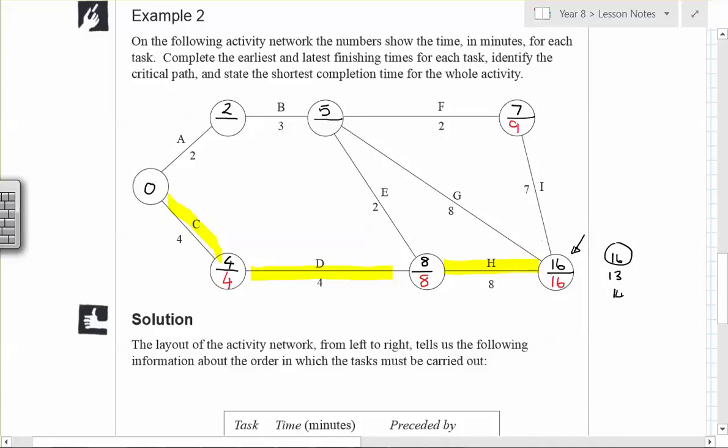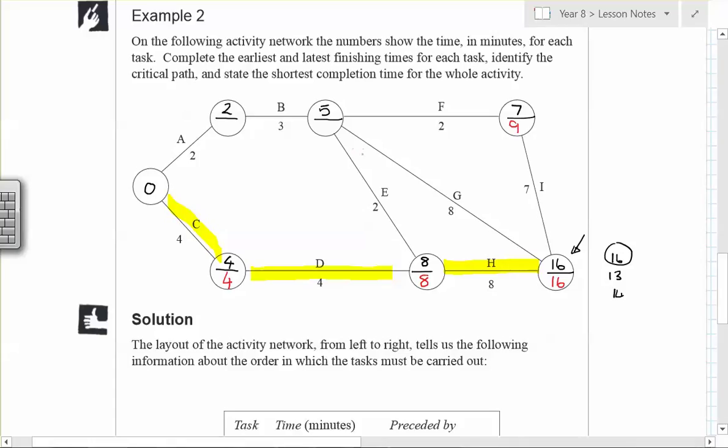So let's have a look at these lines, this one first. So that takes 8 minutes. So that could be 8. But then that would make 7. So which one do we put in? 7 or 8? Because remember, what are the red numbers? Remember, it's either earliest or latest, so it's going to be the latest possible start time.